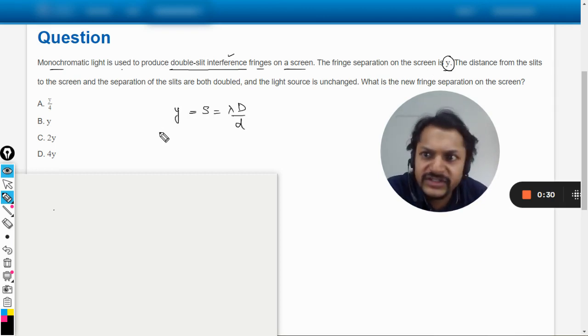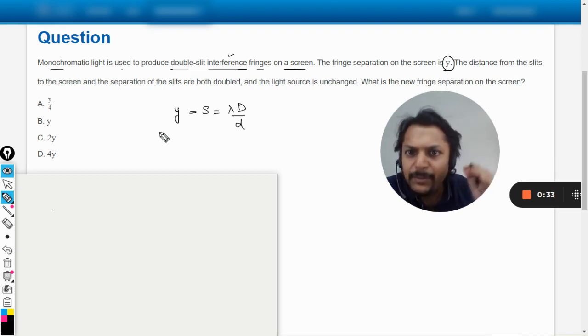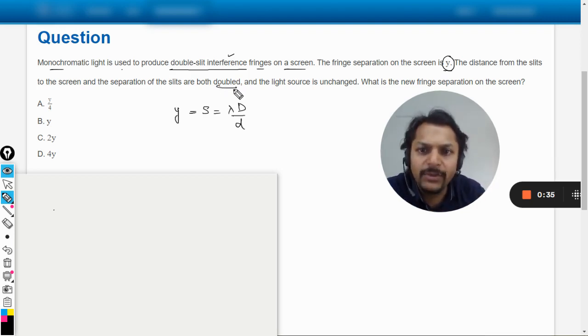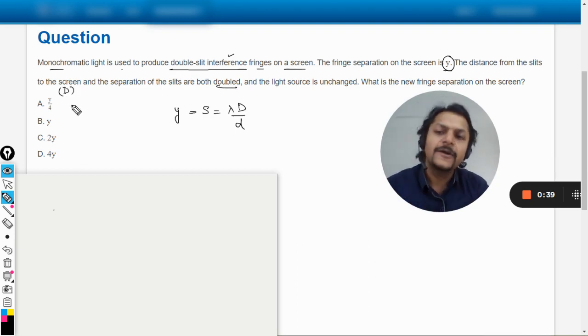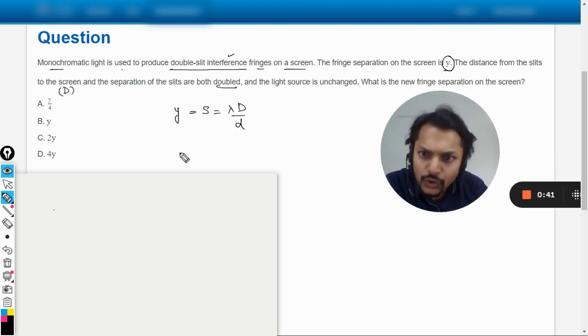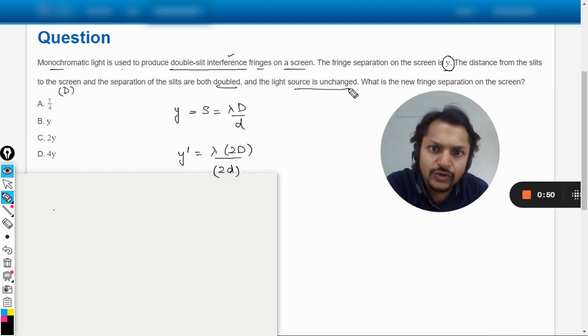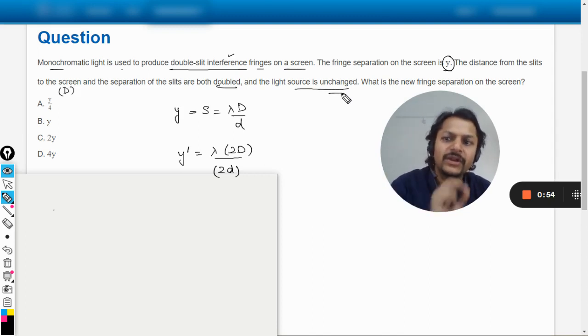The distance from the slits to the screen and the separation of the slits are both doubled. So it means the capital D, that is the distance between the screen and the slit, is doubled. So our new y dash has this doubled, and the separation between the slits is also doubled. The light source is unchanged, so the wavelength does not change. What is the new fringe separation on the screen?